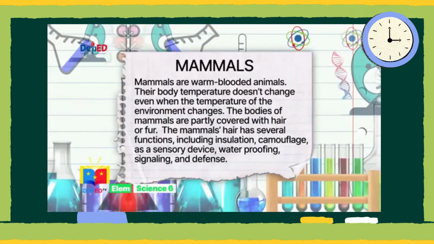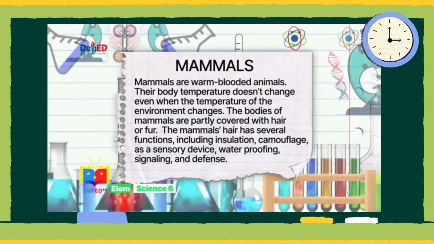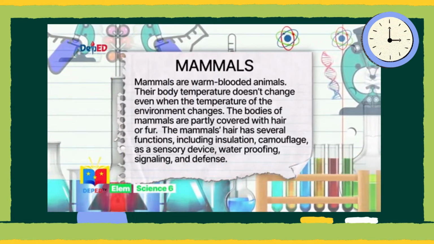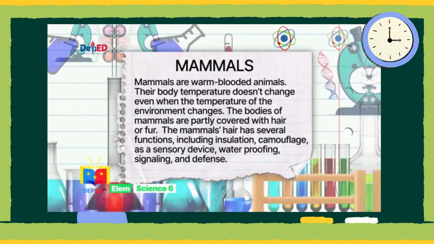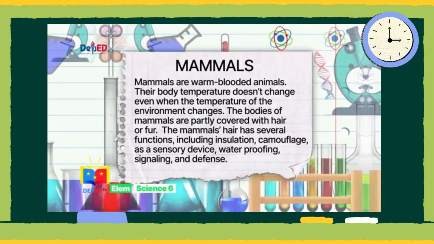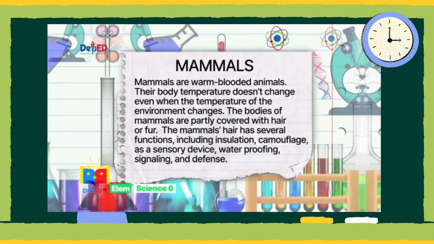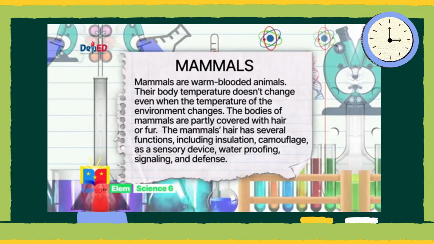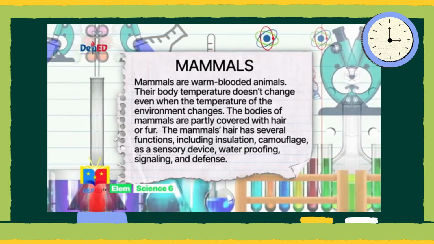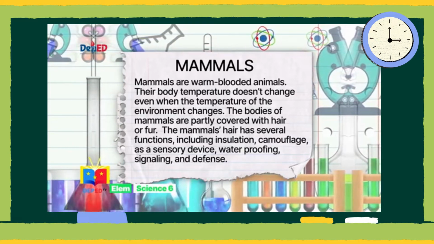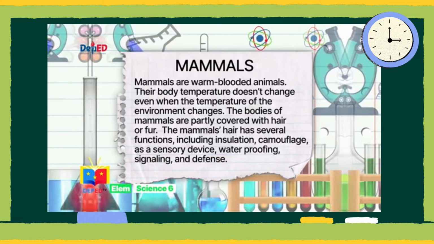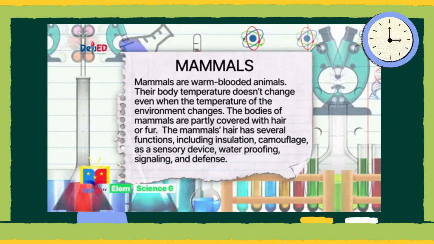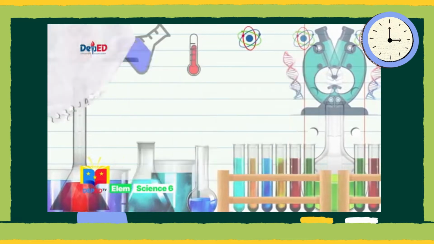Mammals. Mammals are warm-blooded animals. Their body temperature doesn't change even when the temperature of the environment changes. The bodies of mammals are partly covered with hair or fur. The mammal's hair has several functions, including insulation, camouflage, as a sensory device, waterproofing, signaling, and defense.